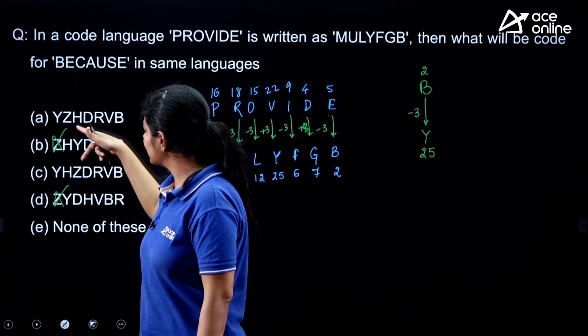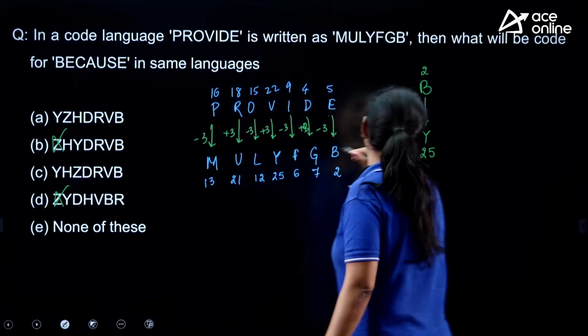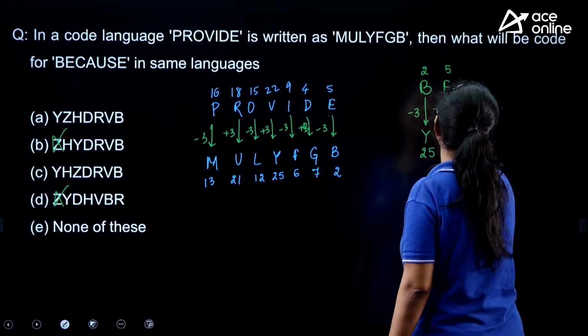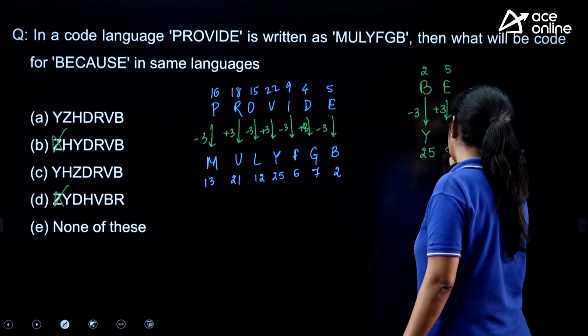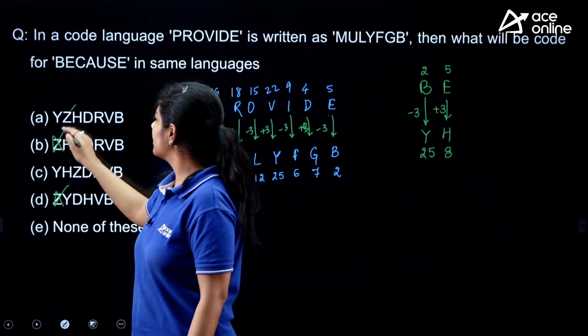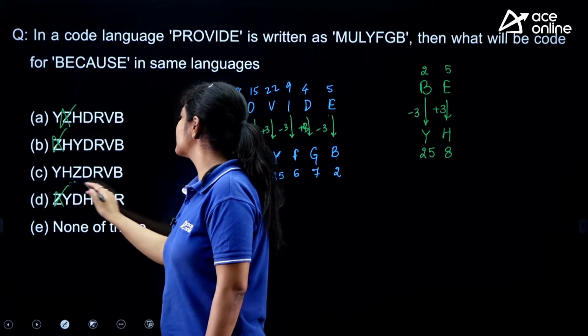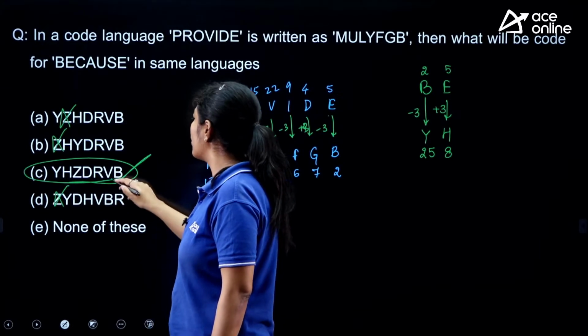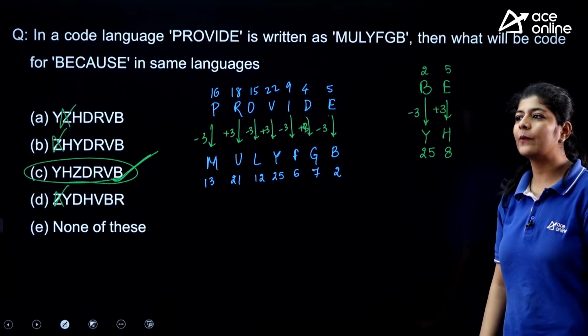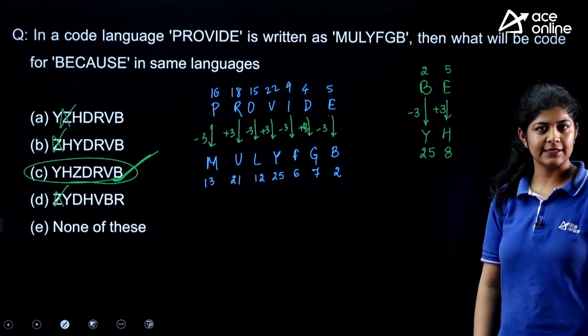Now I need to check the second letter. E is associated with 5. Now I need to add 3 to it. It will become 8. 8 is associated with H. That means this option is also eliminated. Now you just simply have to check this one, and you get option number C is the correct one. Option number C is the correct one. Very good, Ragla, Radhe and Ace.